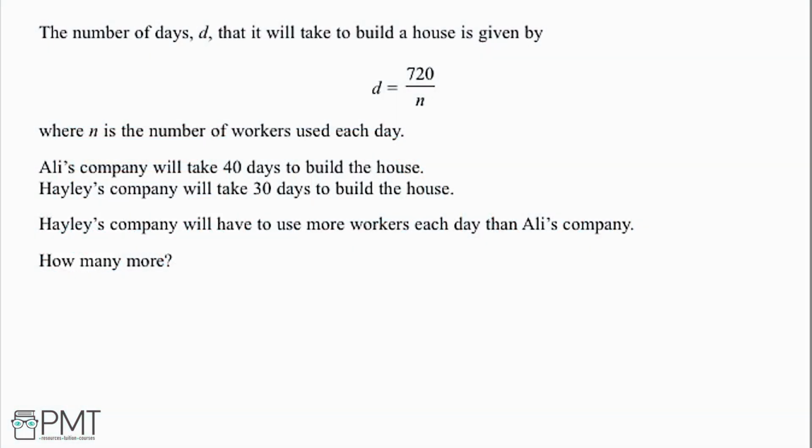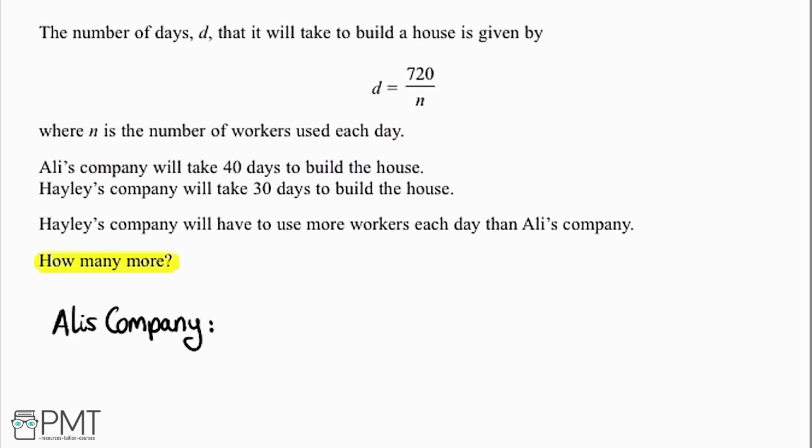The number of days, D, that it will take to build a house is given by D equals 720 divided by N, where N is the number of workers used each day. Ali's company will take 40 days to build the house, whereas Haley's company will take 30 days to build the house. Haley's company will have to use more workers each day than Ali's company, but we need to work out how many more. Okay, so we're first going to have a look at Ali's company.